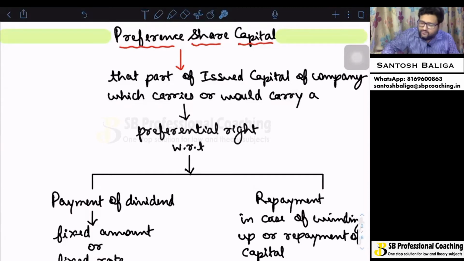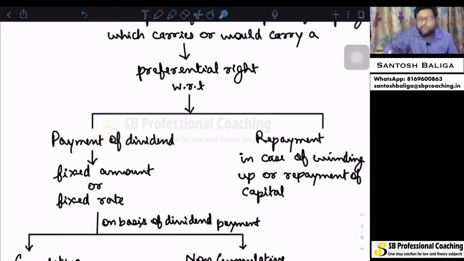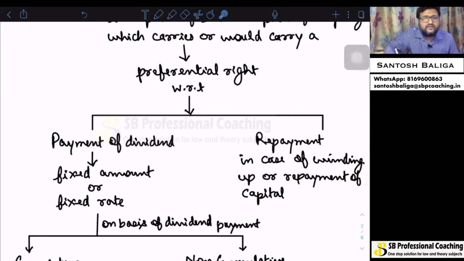So payment of dividend can happen at a fixed amount. Either a fixed amount may be decided, or, as is normally seen, a fixed rate is decided. Whenever a fixed rate is decided, the same will be clearly specified in the balance sheet of the company on the liability side.